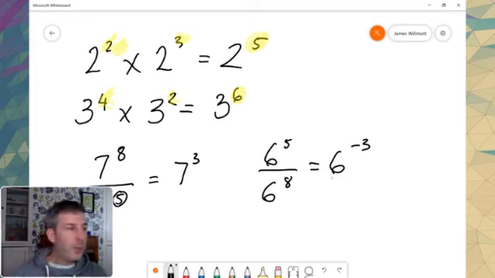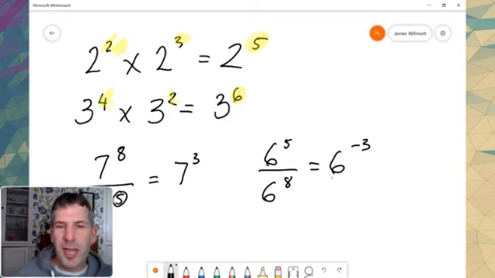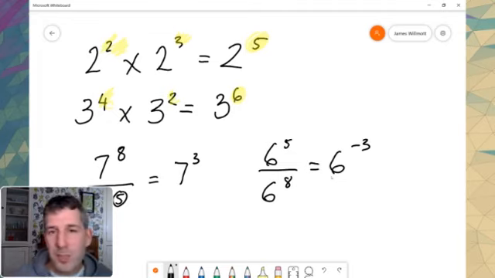So don't be put off. Sometimes when people get negative index numbers, they think they must have done it wrong and flip it the other way. That's fine. If you get a negative number, it doesn't mean you got it wrong at all. Sometimes we get negative numbers.